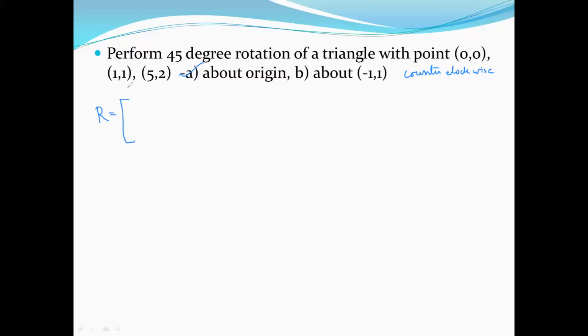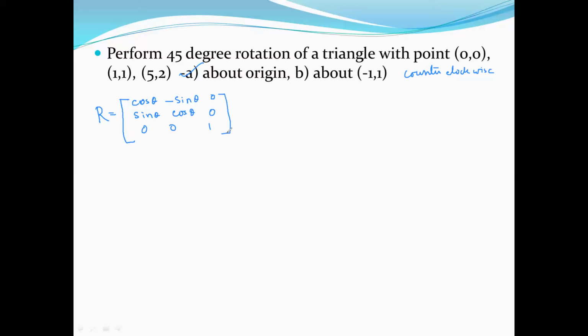So our rotation matrix is nothing but cos theta, minus sin theta, 0; then the next row is sin theta, cos theta, 0; and 0, 0, 1. Okay, so this is our rotation matrix.